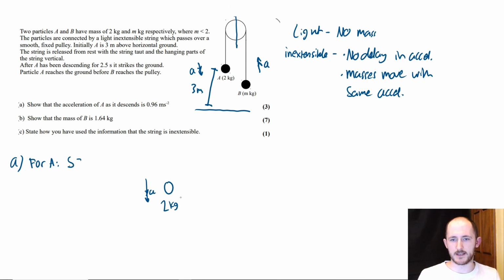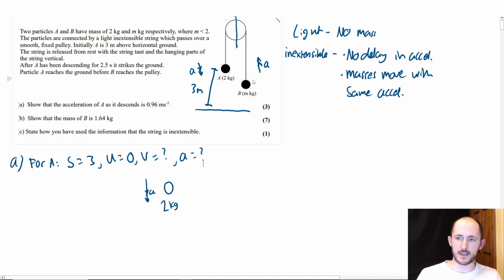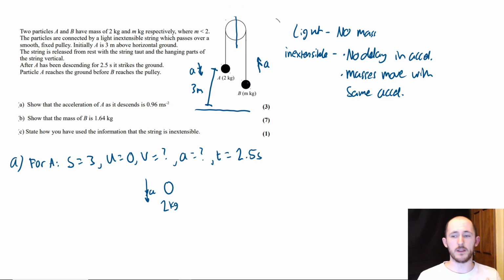So the S in this case is going to be 3 meters because it says it moves 3 meters before hitting the ground. U is 0 because it says that it's released from rest. V is don't know. Acceleration is don't know because, again, it's not free fall exactly, and the reason for that is this mass here is actually slowing the object down. Okay? And time is going to be 2.5 seconds. And then all we're using is classic SUVAT in order to work this out. So we have S, U, and T, and we want A.